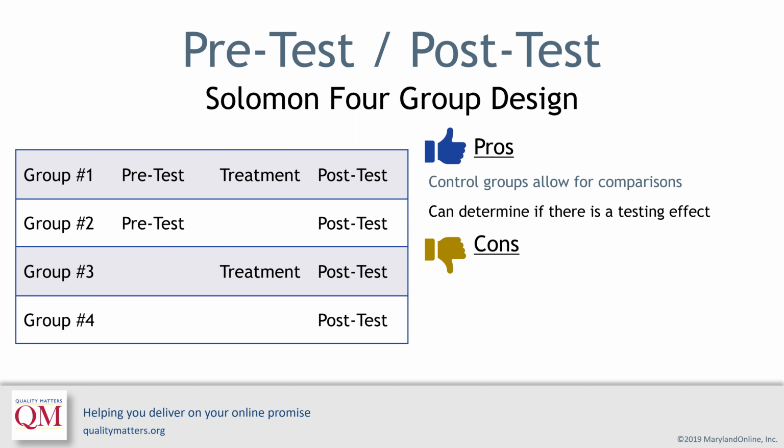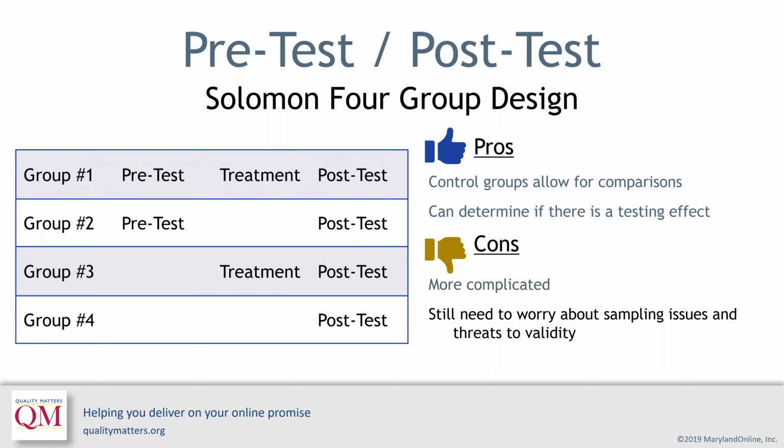In terms of cons, it is more complicated because now you have 4 groups instead of just 1 or 2 groups. Logistically, this could make things more difficult for you. You're probably going to need a larger sample size. And in terms of analyses, it's going to be more complicated because now you have to do multiple comparisons to test for treatment effect, testing effect, and all of the possible combinations of those things.